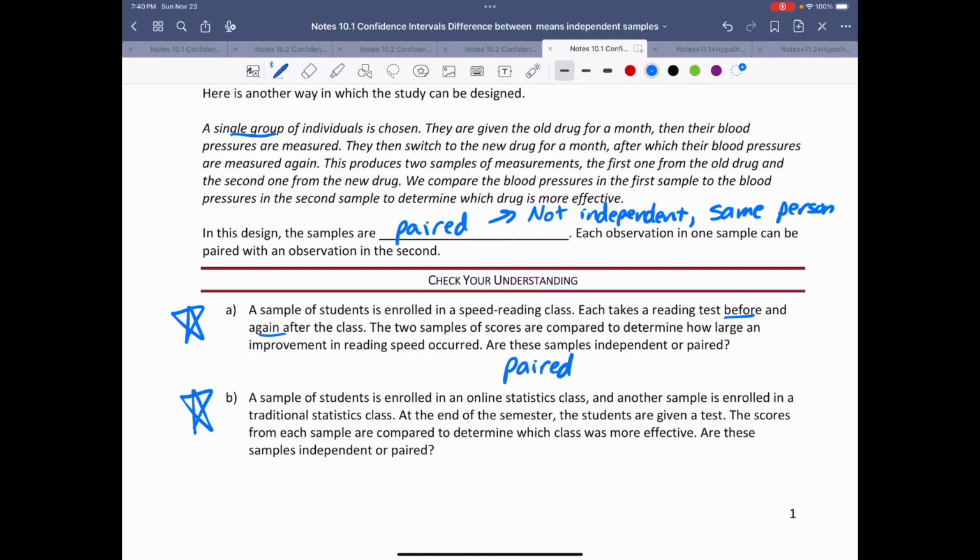And the second one, I've got a sample of students in an online stats class and another sample in a traditional stats class. So we've got 2 samples. At the end of the semester, the students are given a test. The scores from each sample are compared to determine which class was more effective, and this would be independent. You've got 2 different groups. You're not comparing someone in a before and after type scenario.